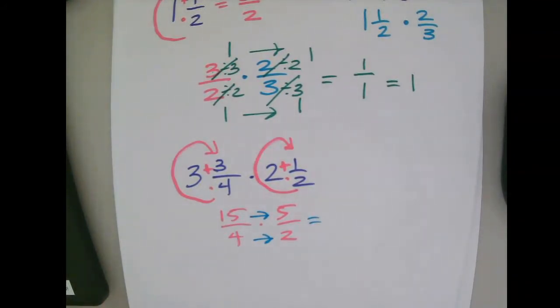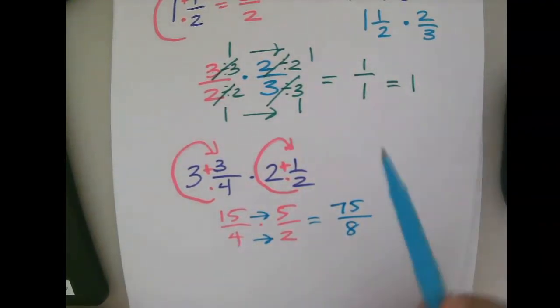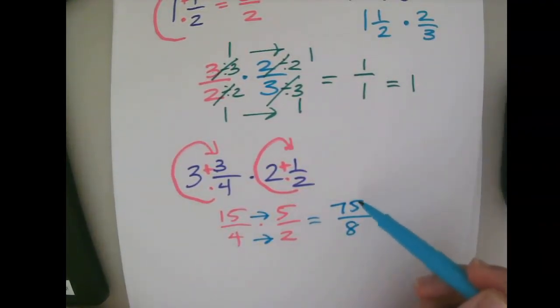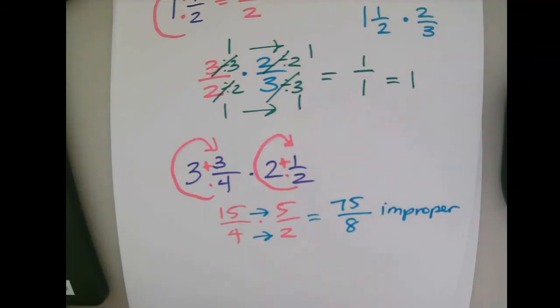If you can't do any cross canceling, which happens sometimes, you just multiply straight across. So 15 times 5 is 75. 4 times 2 is 8. Well, this is an improper fraction. The top is bigger than the bottom. We can never leave our answer in this form, so we need to fix it.